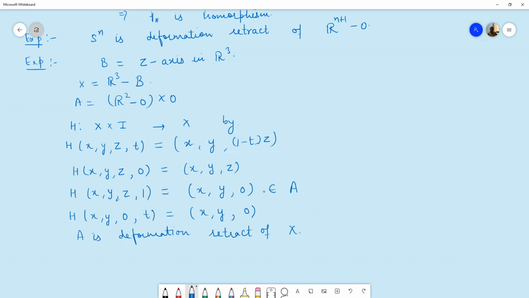So this is the mapping basically, which collapses each line parallel to the z-axis into the point where this line meets the xy plane, because we are taking here t from 0 to 1, and we are taking here 1 minus t into 0, means that point where it intersects the xy plane.